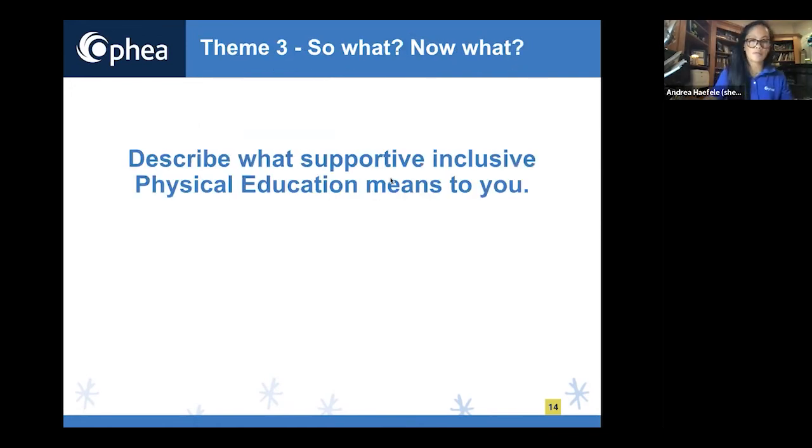I'm going to move into our third theme because I do want to allow some time for Q&As at the end too. And once again, I'll welcome people to use the Q&A function along the way. Theme 3, so what, now what? And the question on the screen says, describe what supportive, inclusive physical education means to you.